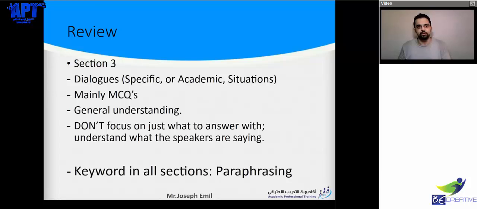But when the recording starts, make sure to imagine yourself in between the speakers. You are a third person in the conversation, right? Try to understand what they're saying. Try to focus on what they're saying to understand the whole situation. Okay? Otherwise, you will miss some of the information because it's mainly paraphrasing.